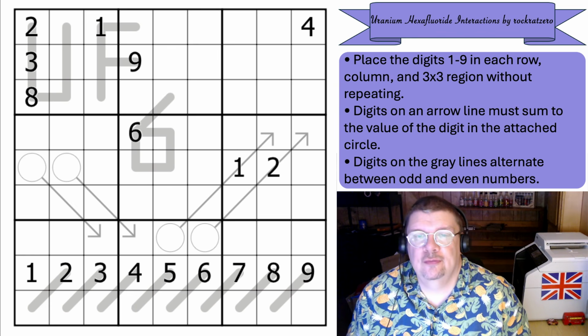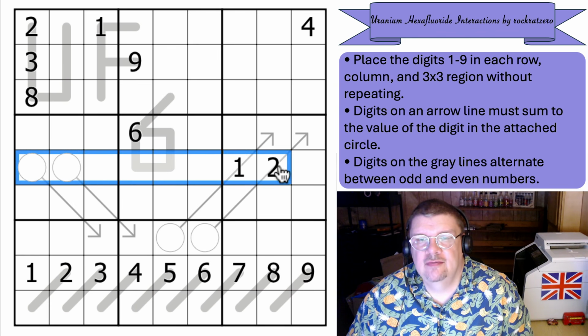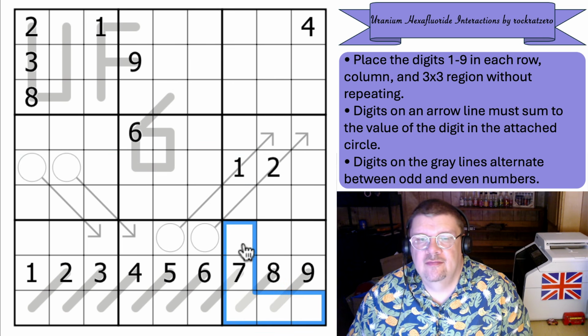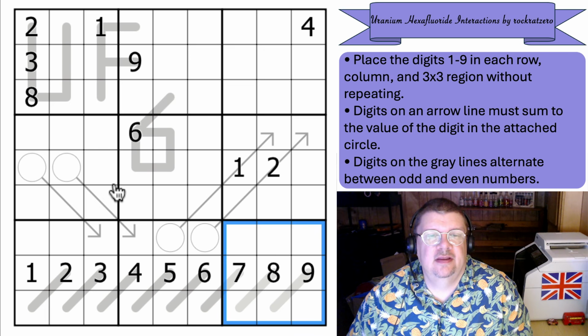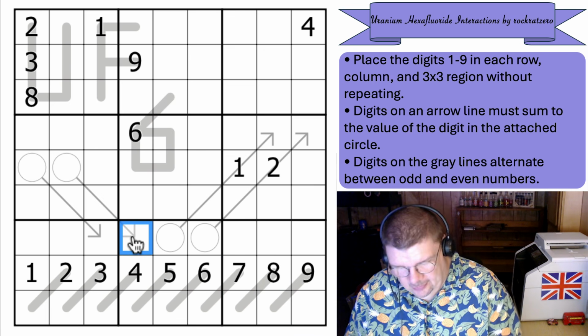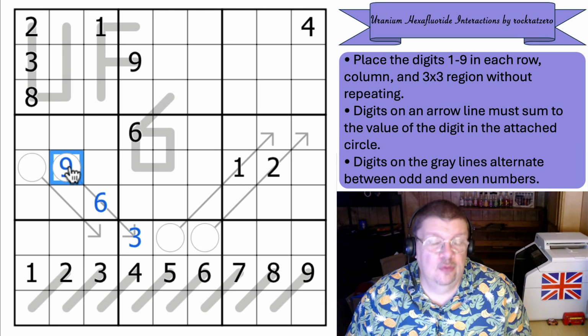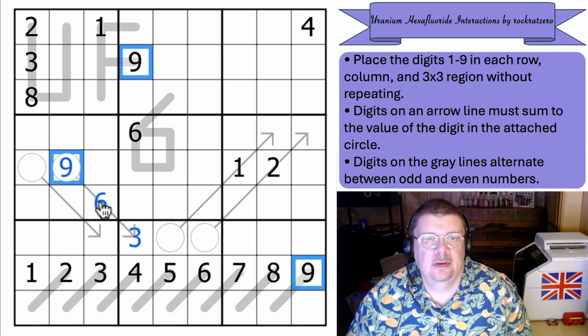Okay, let's have a look at the rules. Normal Sudoku rules apply, so we're going to place the digits 1 to 9 once each in every row, every column, and every box. Digits on an arrow must sum to the value of the digit in the attached circle. So if this were a 3 and this were a 6, then this would be 9, because these two digits would sum to this one.